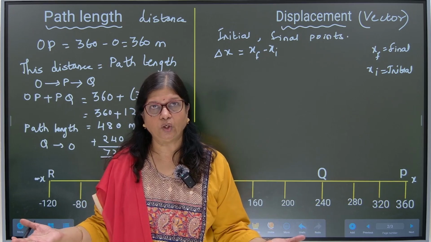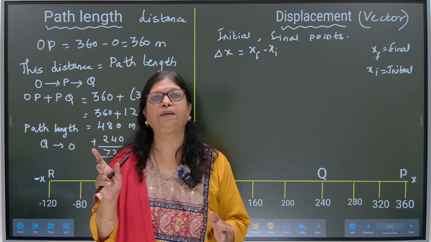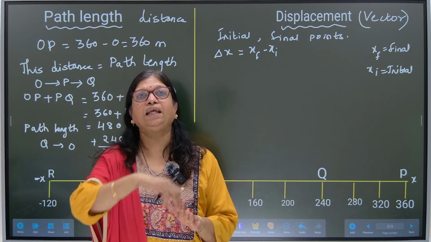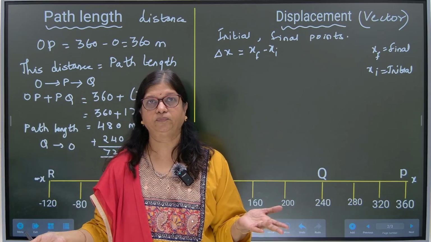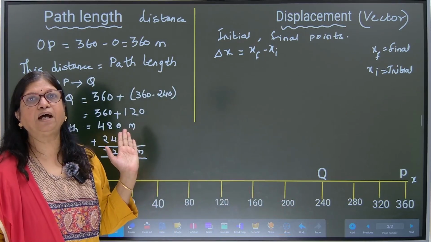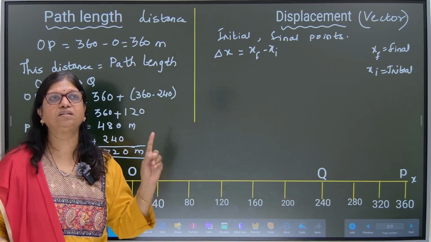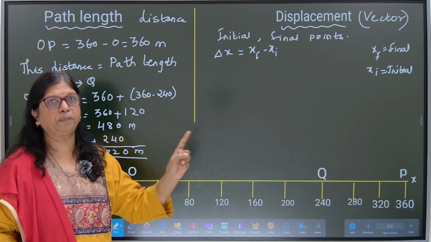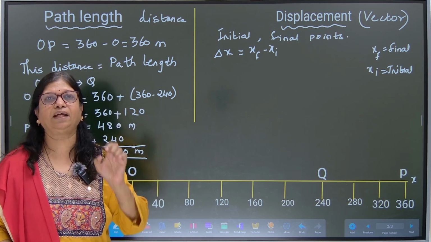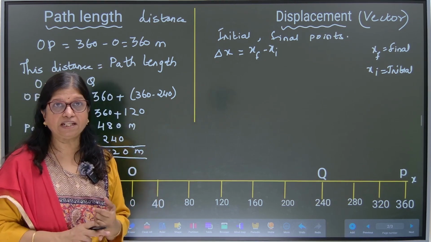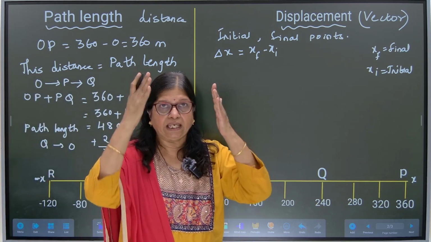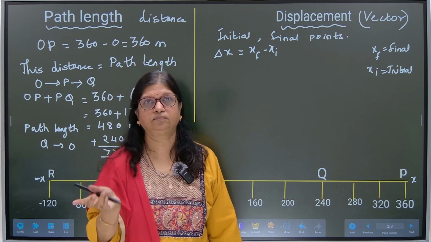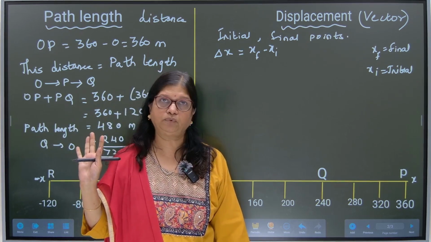The path followed in going from the initial to the final position does not matter. I can go from the initial position to the final position in any zigzag manner also. Whereas in the path length, I have to calculate each and every straight motion of the body, straight line. From O to P, P to Q, it should be a straight line, then only I can calculate the distance. Whereas in the displacement, I only have to consider initial and the final position of the body, irrespective of the path followed from initial to the final position of the body.